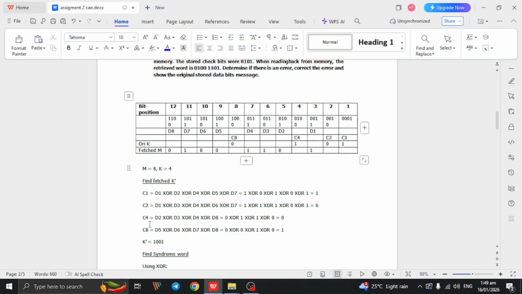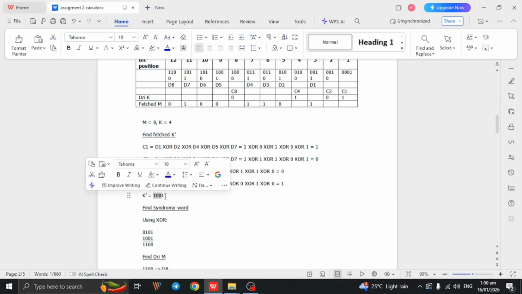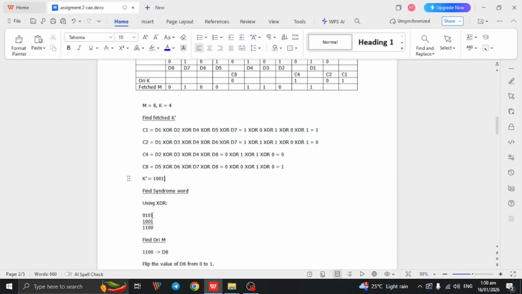Same for check bit 8. We look for the fourth position, which has 1. We see data bit 5, data bit 6, data bit 7, and data bit 8. So we XOR them, 0 XOR 0 XOR 1 XOR 0 equals 1. So the result is 1001. Then we use these bits to find the syndrome word by using XOR.